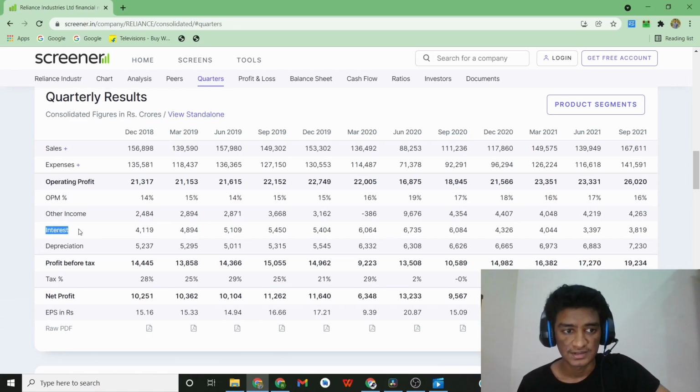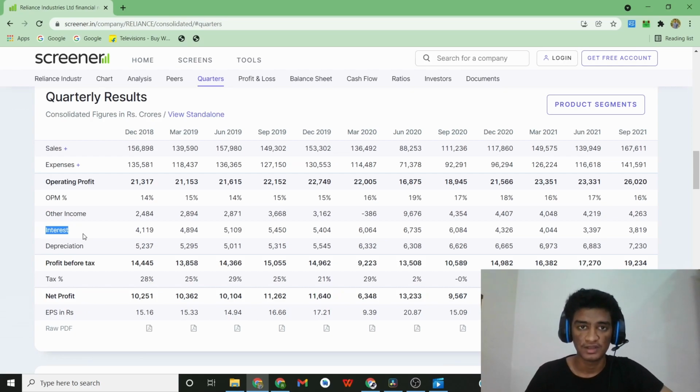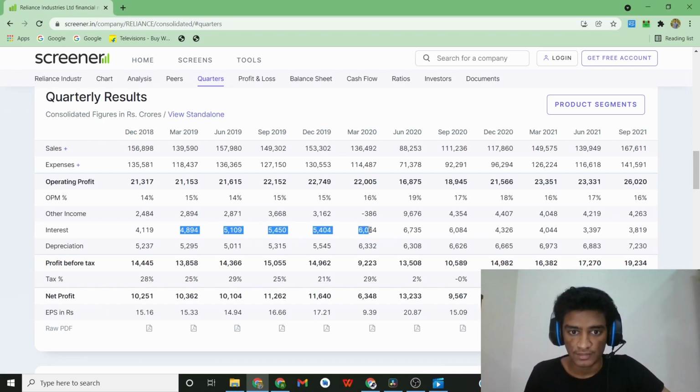So next is interest. Even companies borrow money, take loans from banks or other financial institutions, and they have to pay interest on their borrowings. So the interest column shows how much the company is paying as interest towards their borrowings. Also, if you see that the interest is increasing, it is an indication that the company is borrowing more money or taking more loans.